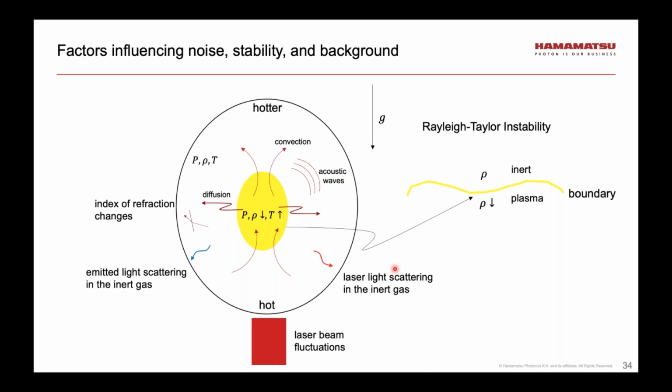So let's talk a little bit more about noise, stability, and the issue of background. Again, we are back to our glass bulb, with the plasma region in yellow. And here I showed that the laser light actually comes against gravity. Many things can happen in this system. But first, let me point out that the pressure in the plasma is the same as the pressure outside. If it were not the case, the plasma region would grow or shrink. Using the ideal gas law, we can deduce that the density is lower than outside because the temperature is higher than outside.